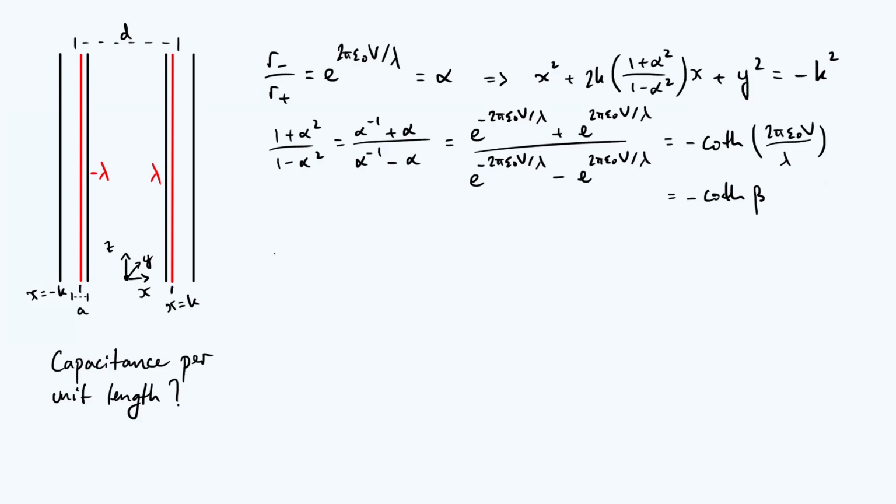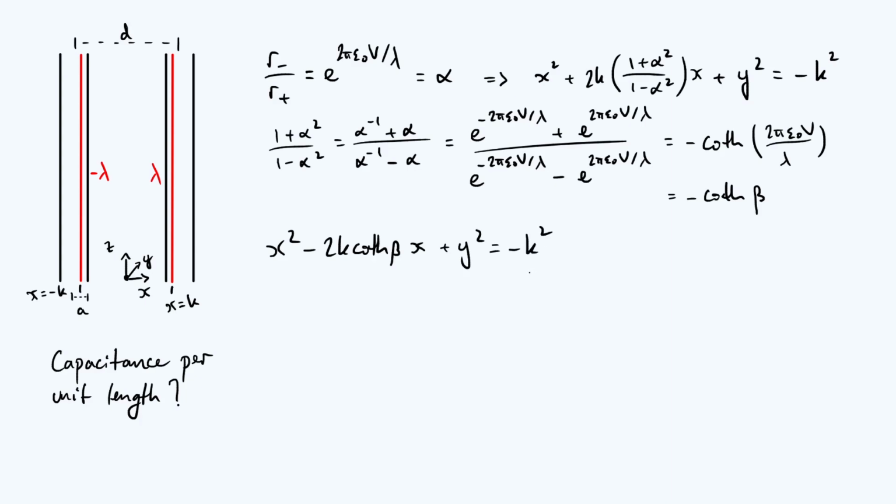So that allows us to rewrite our x squared plus 2k, all of that stuff, x and so on equation in a much simpler way. It becomes x squared minus 2k cos beta times x plus y squared is minus k squared.